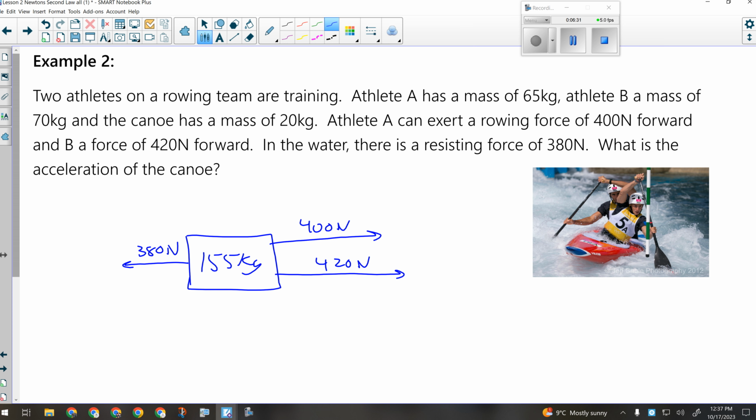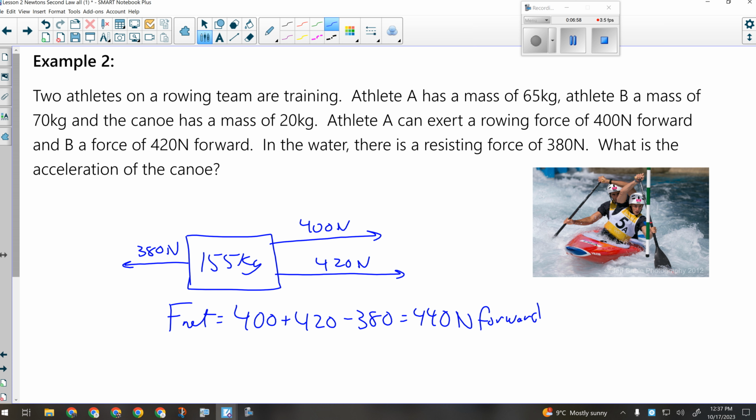Okay, so I'm going to have 820 newtons forward minus 380 newtons backwards. What does that come out to? 440. Okay, so we're going to have a net force. F net is going to be 400 plus 420, minus 380, giving us 440 newtons forward.